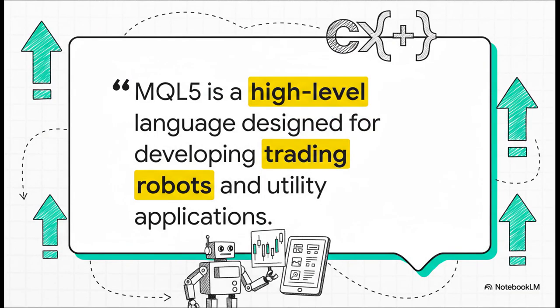So what is MQL5 officially? Well, it's a high-level language, which is just a fancy way of saying it's really powerful but still readable, kind of like C++. But check this out. It's not just for trading robots. You can build your own custom indicators, amazing analytical tools, or even little helper apps to make your life easier.